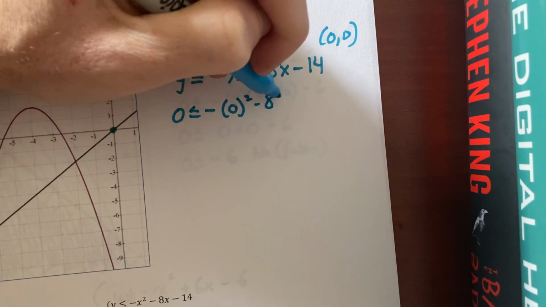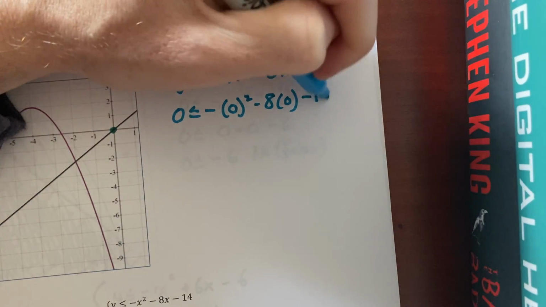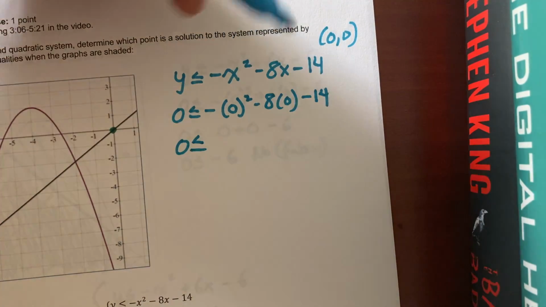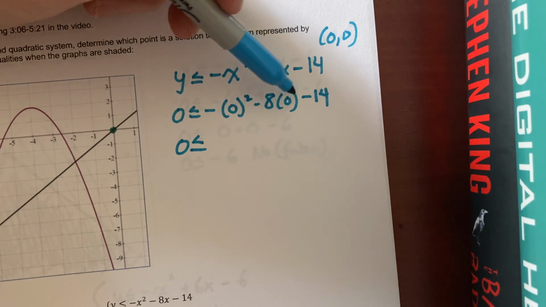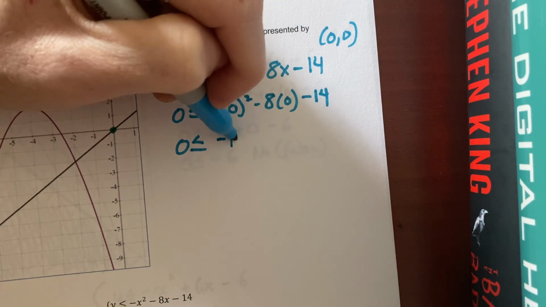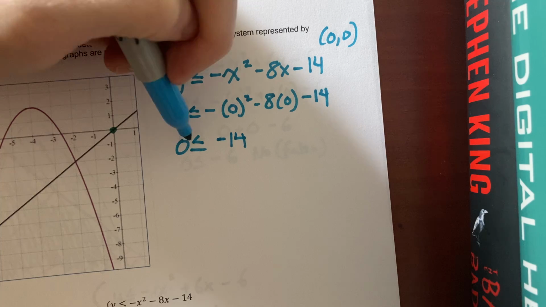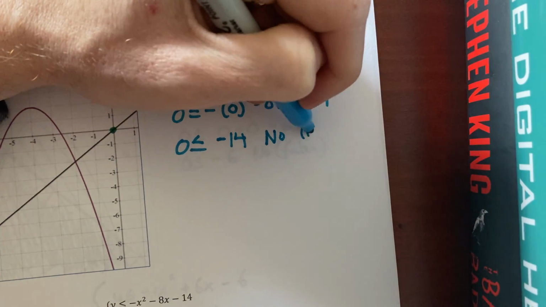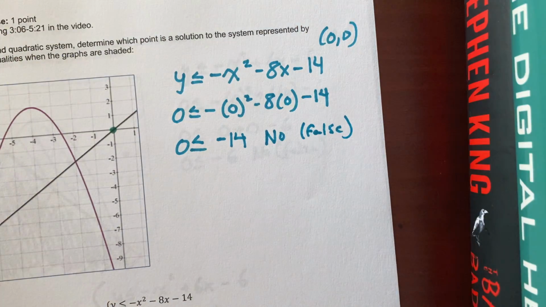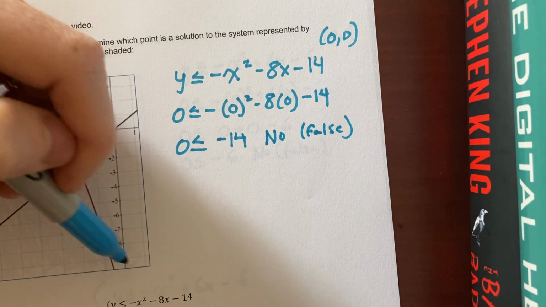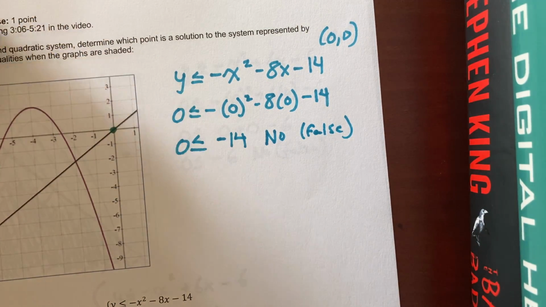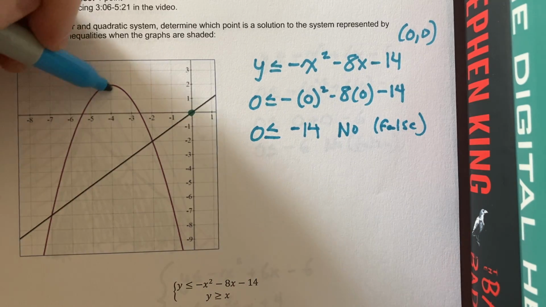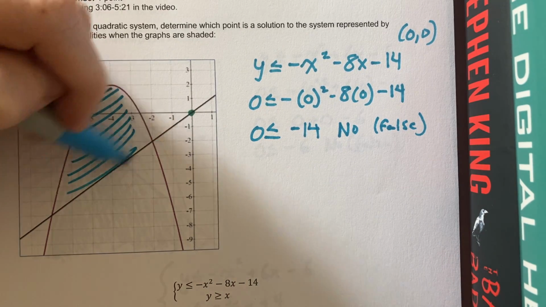0 squared minus 8 times 0 minus 14. These are going to be 0, so I'm left with a -14. And then is 0 less than or equal to -14? That answer is no. It's a false statement. Therefore, I shade away from the point. So instead of shading over top of the point and around, I'm going to shade inside of my parabola.